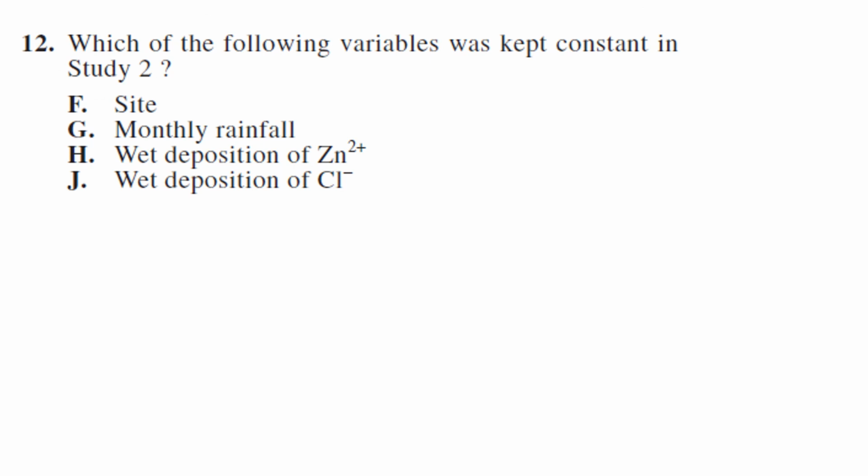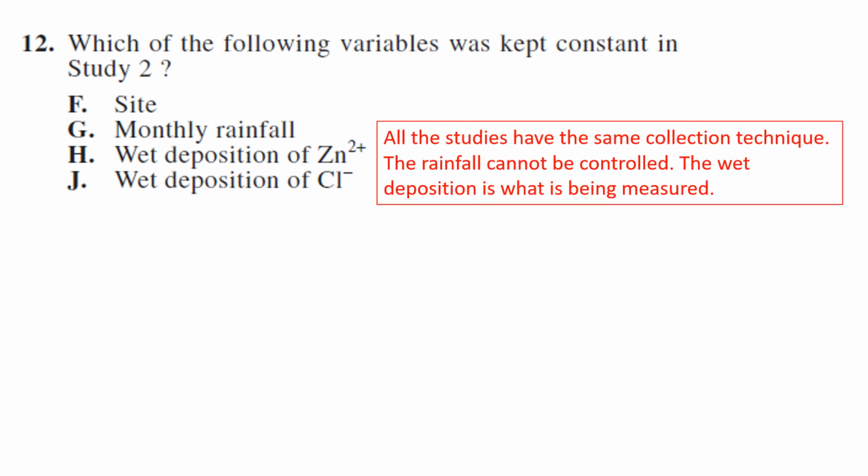Which of the following variables was kept constant in study 2? This is a reasoning question, knowing what was being studied. So you can't keep rainfall constant, and they're measuring the wet deposition, which depends on the amount of rainfall. So the site is what's constant. The same collection technique was used, which we actually explored in an earlier question. So F.